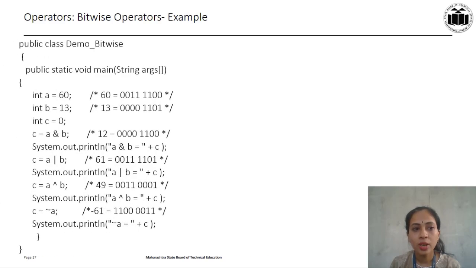So here I have declared two variables, a is equal to 60 and b is equal to 13, and I have declared another one, that is c, to store the result. So 60 is a decimal. We have to convert this 60 into binary. So the binary value of 60 is 00111100 and 13 is 00001101. So I'll explain a and b.